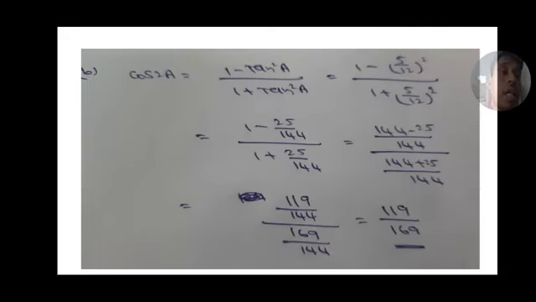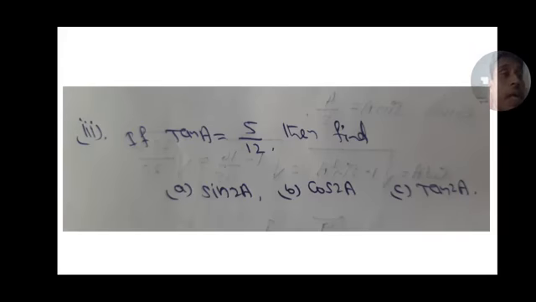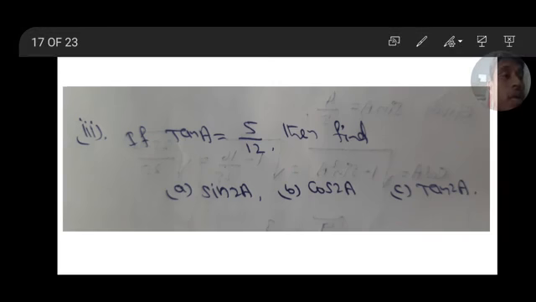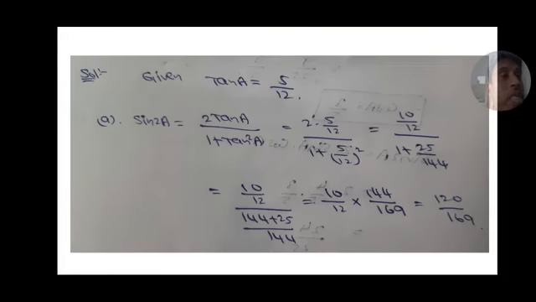Okay. Here tan a is given. We have to find sin 2a, cos 2a, tan 2a. That means sin 2a in terms of tan formula, cos 2a in terms of tan formula, tan 2a in terms of tan a formula. Substitute and simplify.